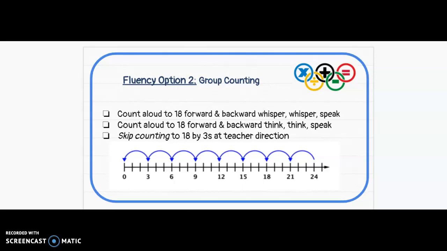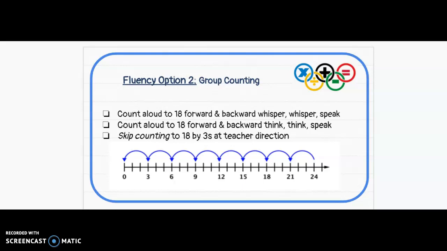Now we're going to think, speak backwards. You ready? We're going to start with 18, count backwards by 3s. When I say go, I'll direct you on what you're going to do. Okay? Ready, go. Think, speak, 12. Think, speak, 3. Think. Awesome, boys and girls. You guys did an awesome job.